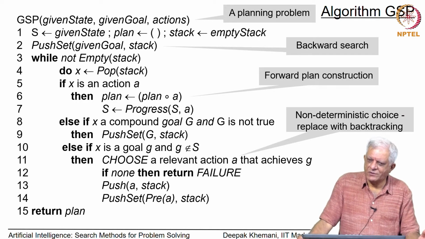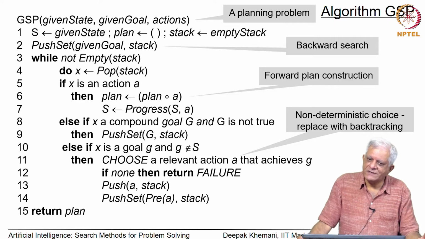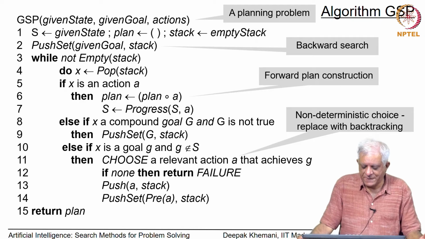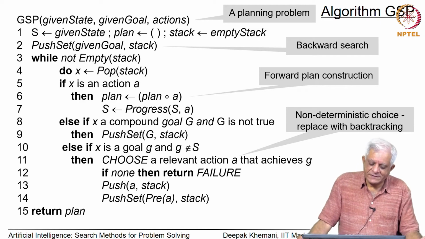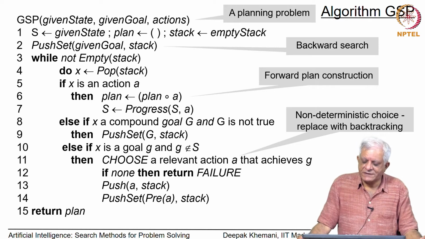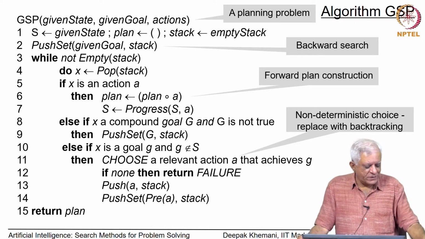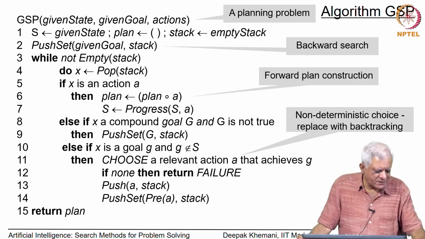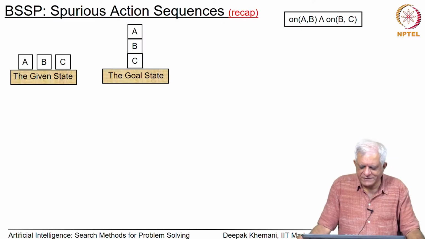If the goal is not true, then you have to push in an action that is relevant to that particular goal. When you push an action, you also push the preconditions of the action after that. So that the preconditions would be first checked before the action is popped out, in which case the action would be applicable. So, let us see this algorithm on the small example that we had studied earlier.